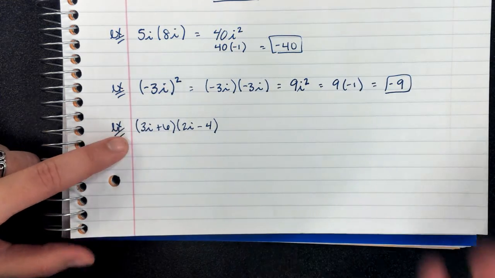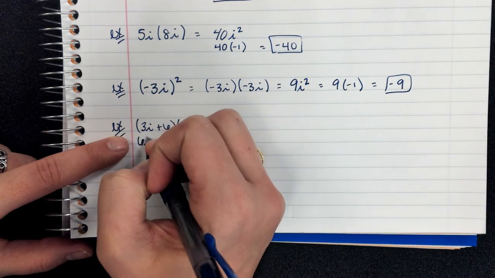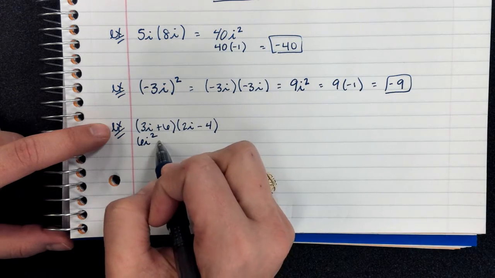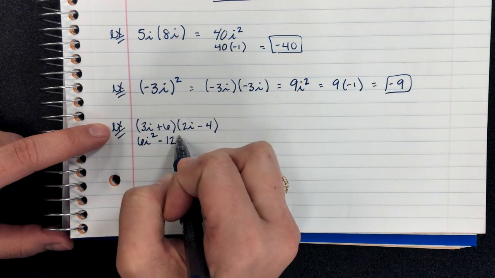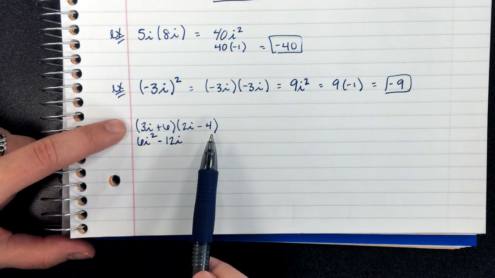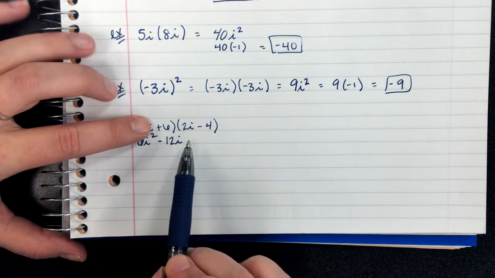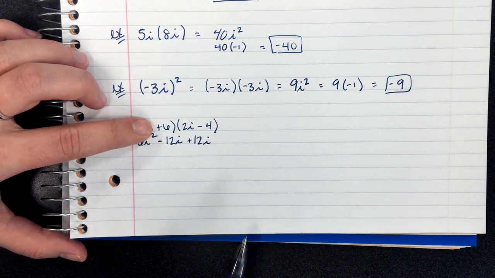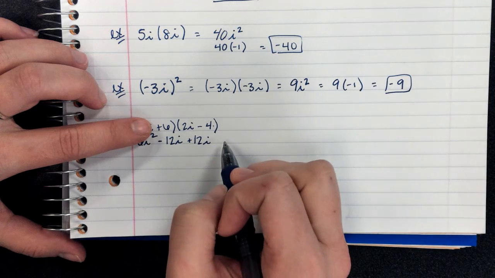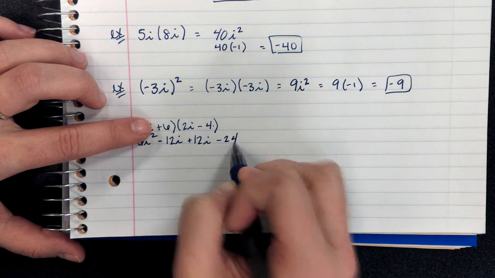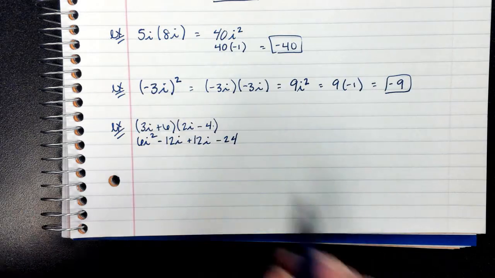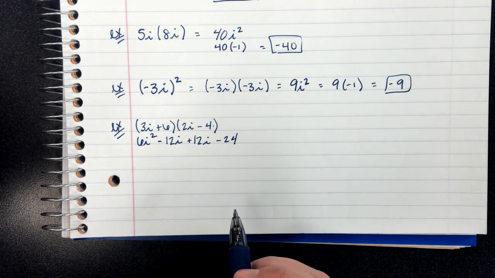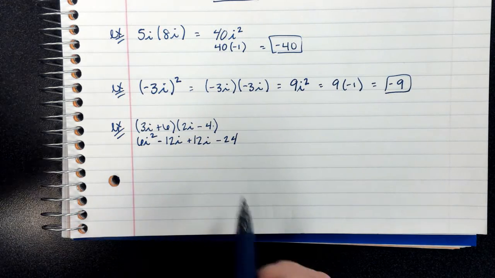So 3i times 2i is 6i squared. 3i times negative 4 is negative 12i. Don't forget your i's. And then 6 distributes to both. 6 times 2i is plus 12i. And 6 times negative 4 is negative 24. I made up a horrible problem because what's going to happen to your i's? They're going to cancel. Y'all, it will not happen like that frequently. That's just my horrible math skills that worked out perfectly.